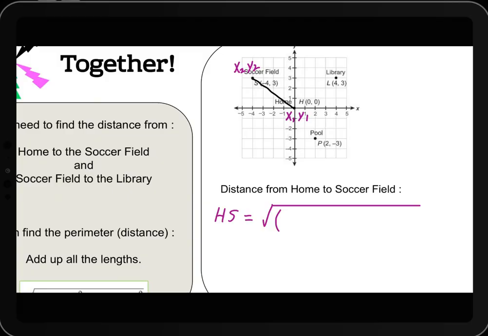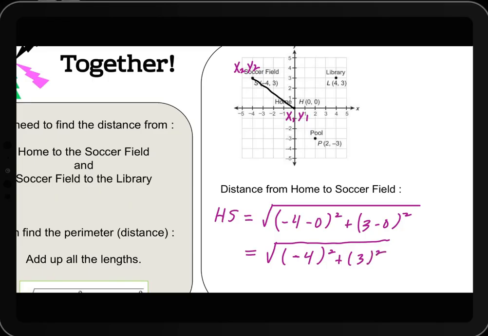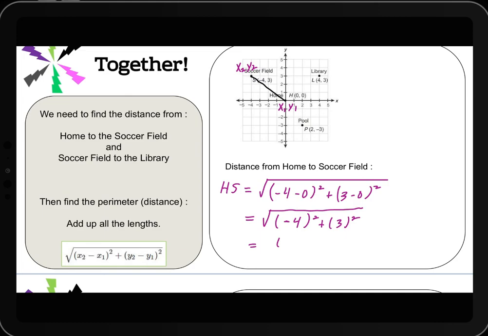So here I've got negative 4 minus 0 quantity squared plus 3 minus 0 quantity squared. And so that gets me negative 4 squared plus 3 squared. So here I get 16 plus 9. Square root of that is going to be square root of 25, and so that means the distance was 5 miles. I'm actually going to write down miles just to remind myself that it is in fact mileage that we're looking at here based off of what they just said.